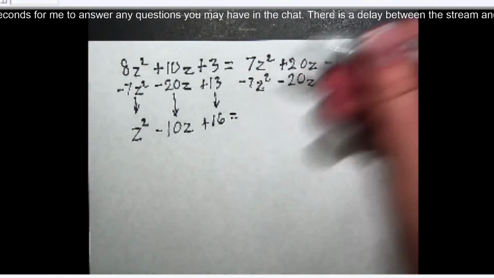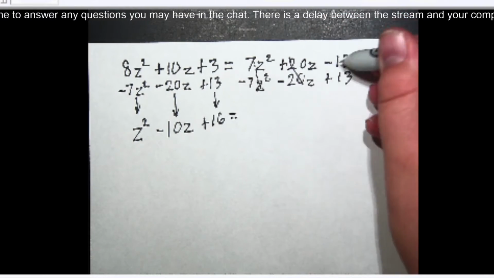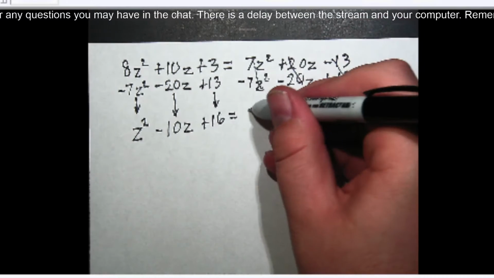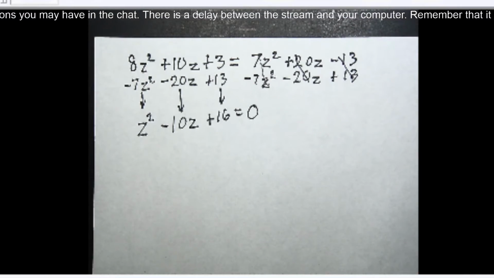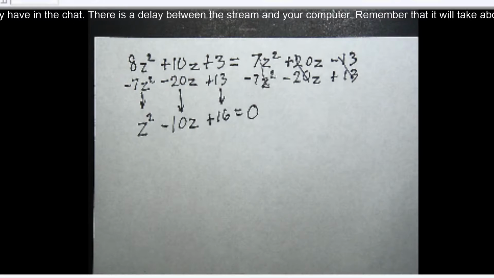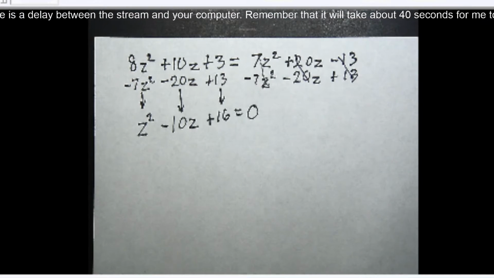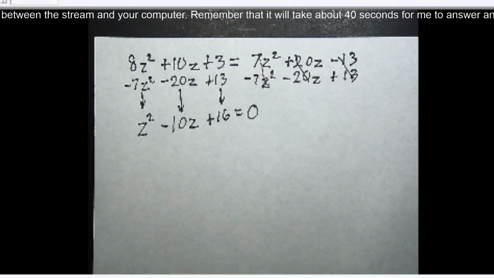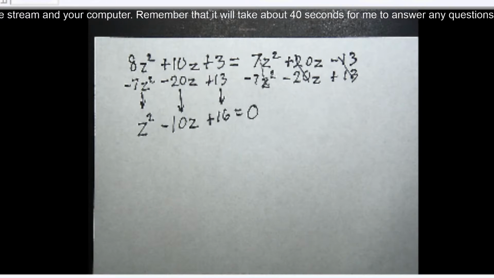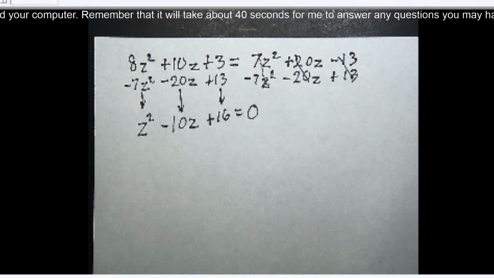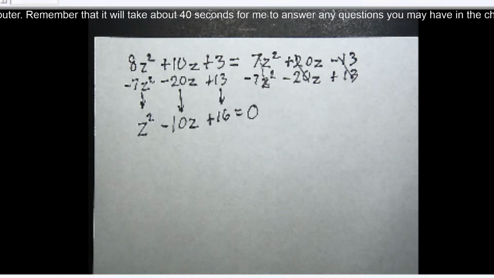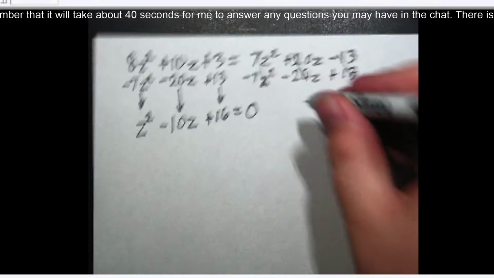And again, because we eliminated everything on this side, that means this is now equal to 0. Again, that's our ideal equation there. This quadratic is equal to 0. And we solve it just like we did the previous one. So it's time for AC method. My A is 1, my C is 16. 1 times 16, 16.